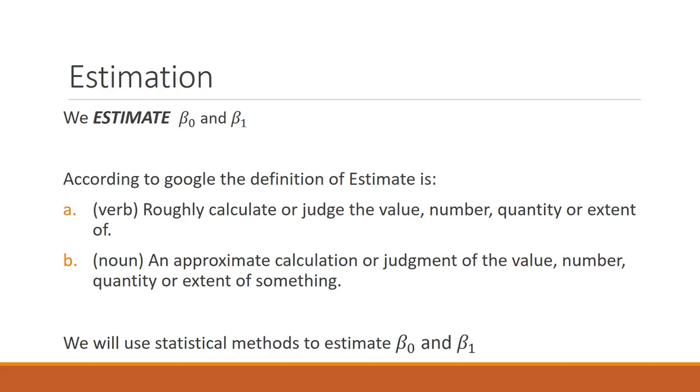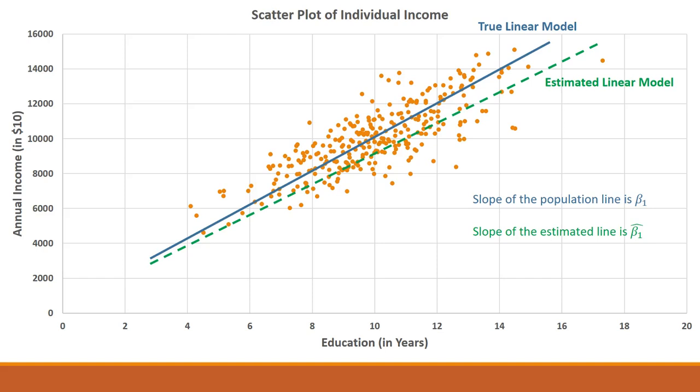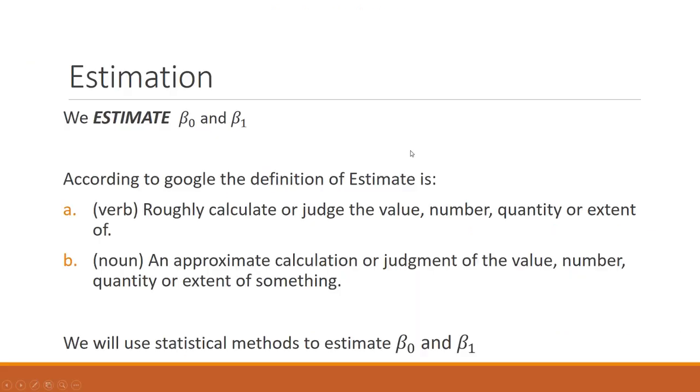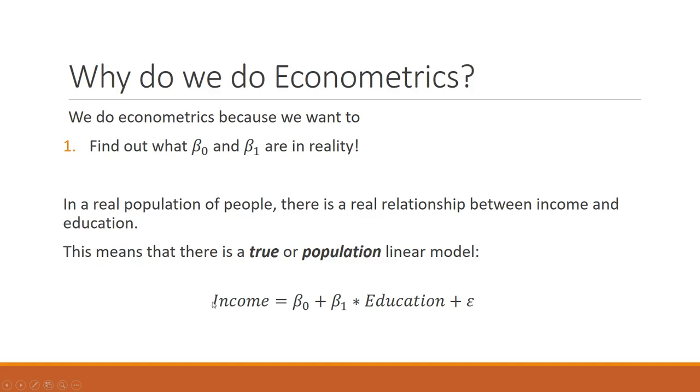We want to estimate what they are so that we can have some idea of the relationship between our dependent variable and our independent variable. All right, so let's get an idea of what this might look like. So we had our scatter plot of data before, right? And now let's say that this blue line is the true linear relationship. This blue line is this function, our true linear model of the relationship between income and education.